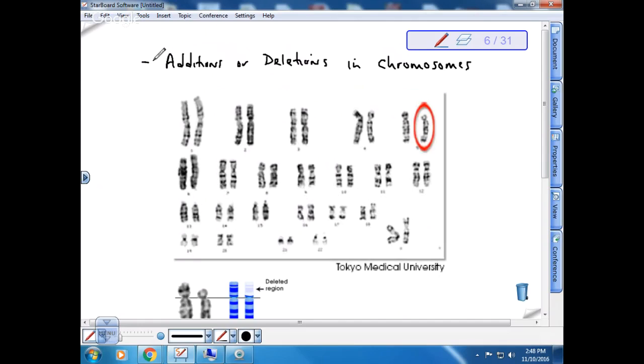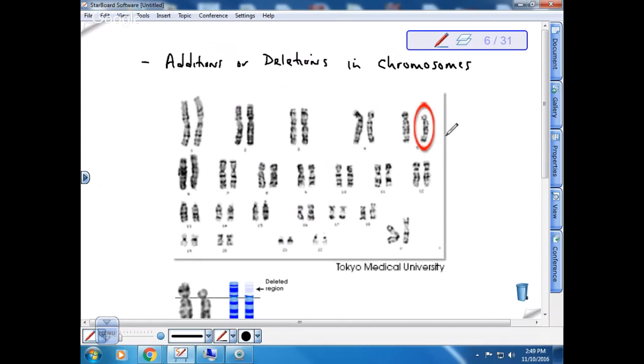Sometimes, if you think about crossing over, which is that rapid exchange of genetic material in prophase 1 of meiosis 1, maybe the enzymes would cut that DNA and then it wouldn't put it right back. And you can actually get translocations as well, so you can get pieces of chromosomes put on the wrong chromosome, right? But in this particular instance, this is a deletion in chromosome number 5.